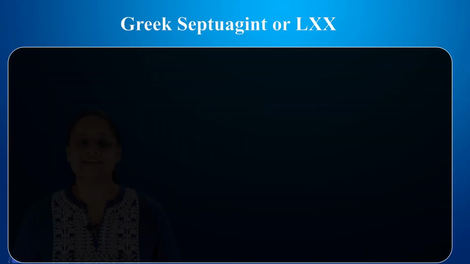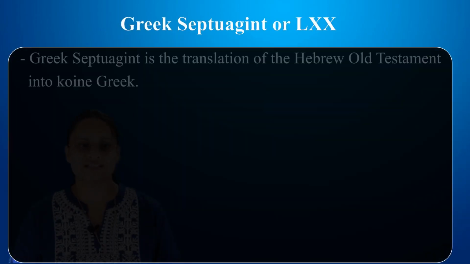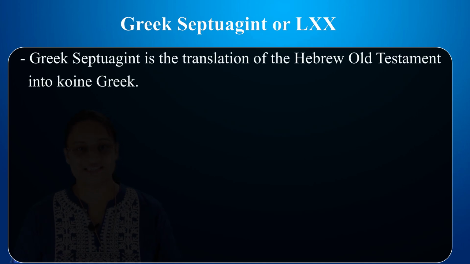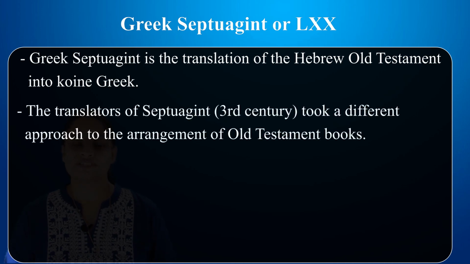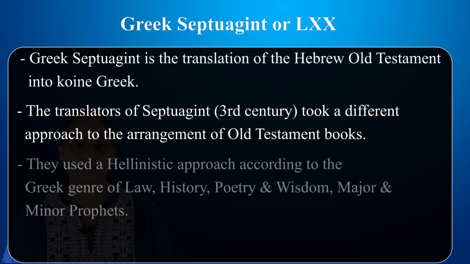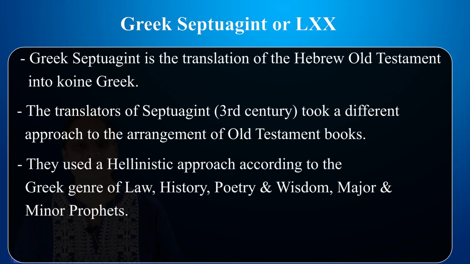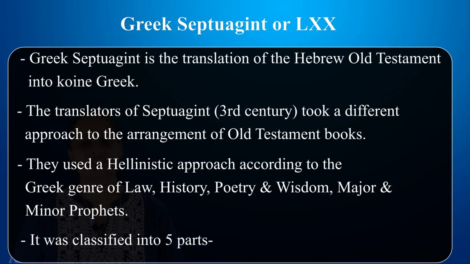Let us take a look at the Greek Septuagint or the LXX. The Greek Septuagint is a translation of the Hebrew Old Testament into Koine Greek. The translators of the Septuagint in the 3rd century took a different approach to the arrangement of the Old Testament books. They used a Hellenistic approach according to the Greek genre of law, history, poetry, and wisdom, major and minor prophets. Let us look at the changed structure.